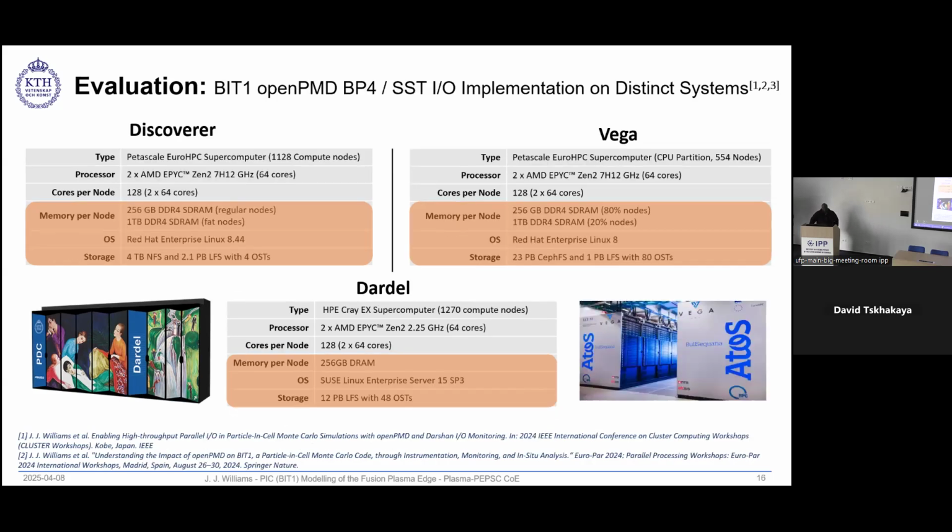In terms of OpenPMD and the Sustainable Staging Transport backend, we use these machines because now we've already done all the work. Discoverer, which now has a CPU and a GPU partition. And then you have Vega, and you have Dardel. We need to use these and these kinds of things here.